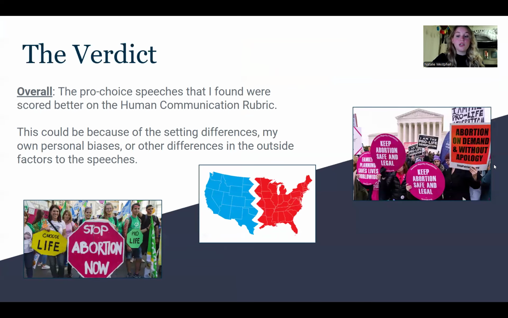Overall, I believe that the pro-choice speeches that I found scored better on the human communication rubric. This could have been because of the situational differences, my own personal biases, or the differences that factored into each speech. However, I did use the human communication rubric to grade each to the best of my abilities to remain unbiased when looking at points of views that are different from my own.